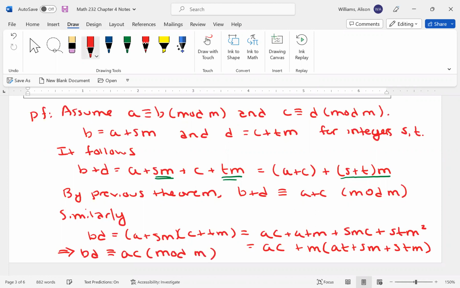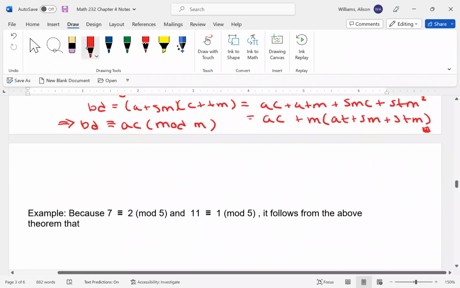Sorry, I had to squeeze it in there at the bottom of the page. My apologies. All right. Boop, little square to say I'm done. I did it. All right, moving on.